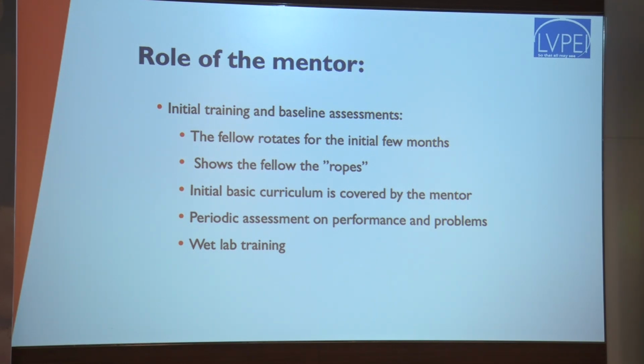And the basic curriculum in terms of reading also is covered by the mentor, by giving assignments to the fellow, periodically assessing, and helping them with wet lab and so on. So that each faculty has one fellow to really train, or it may be more than one, because every year you become a mentor. So 1 to 2 fellows at different stages that they have to train.